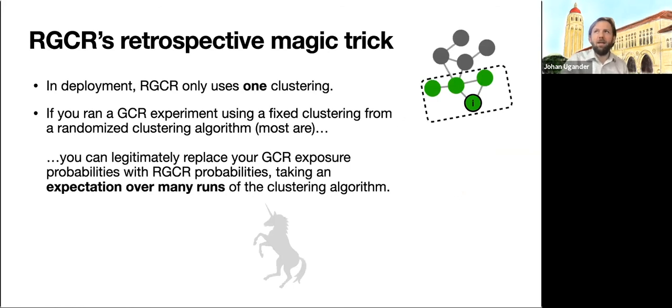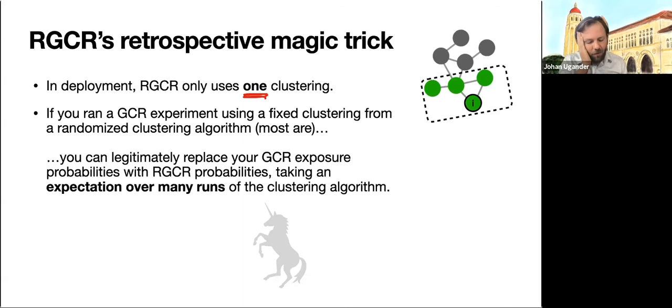And here's the retrospective magic trick for RGCR. I mentioned that in the end, you only use one clustering. You create 1,000 and then you use one of them. There's an important thing here: you didn't actually need to create 1,000. You just needed to create one to run the experiment, and the other 999 were just for computing the treatment probabilities. So you can create one and then create many, many more when you're doing your analysis later. So that's great, you don't need to create 1,000 or 10,000 clusterings up front.